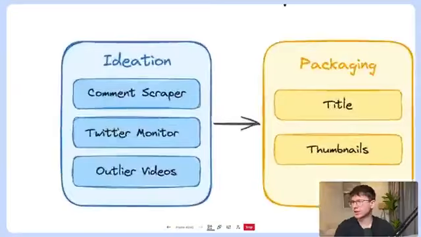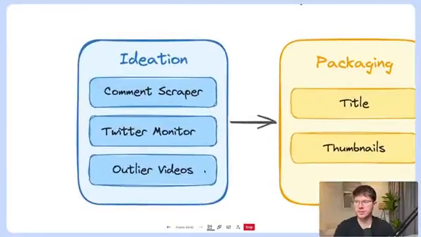The first one is the ideation, which contains 3 different types of, we call them skills or automations that I built inside of Claude Code. The first one here is called the comment scraper, which is where the automation itself will go to X amount of videos posted by X amount of people in X amount of time, and then extract all the comments and then give me ideas for content.